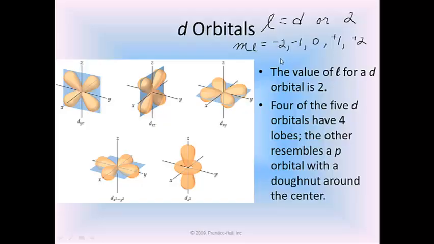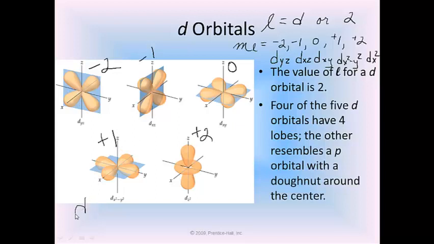Let's see, you've got 4 clover leaves and a dumbbell with a donut. So the alphabetic designations are technically lying between and on the axes. And 4 of them are clover leaves, and 1 of them is a dumbbell with the donut. So technically speaking, this -1, 0, +1, and +2. And I might add, these are degenerate, which I want you to write down.